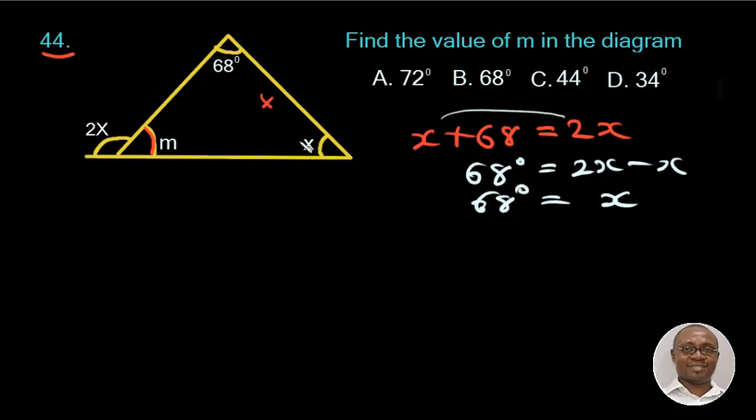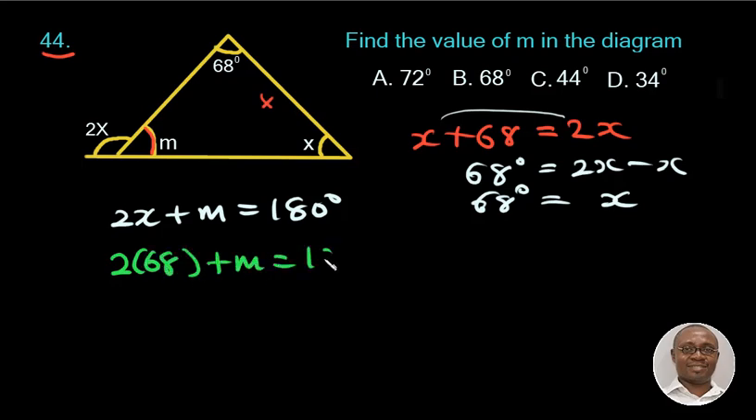So now that we have x as 68 degrees, remember that 2x plus m is equal to 180 degrees, because angles on a straight line are equal to 180 degrees. So now that we have x as 68, 2 times 68 will give us 136, so 136 plus m equals 180 degrees.